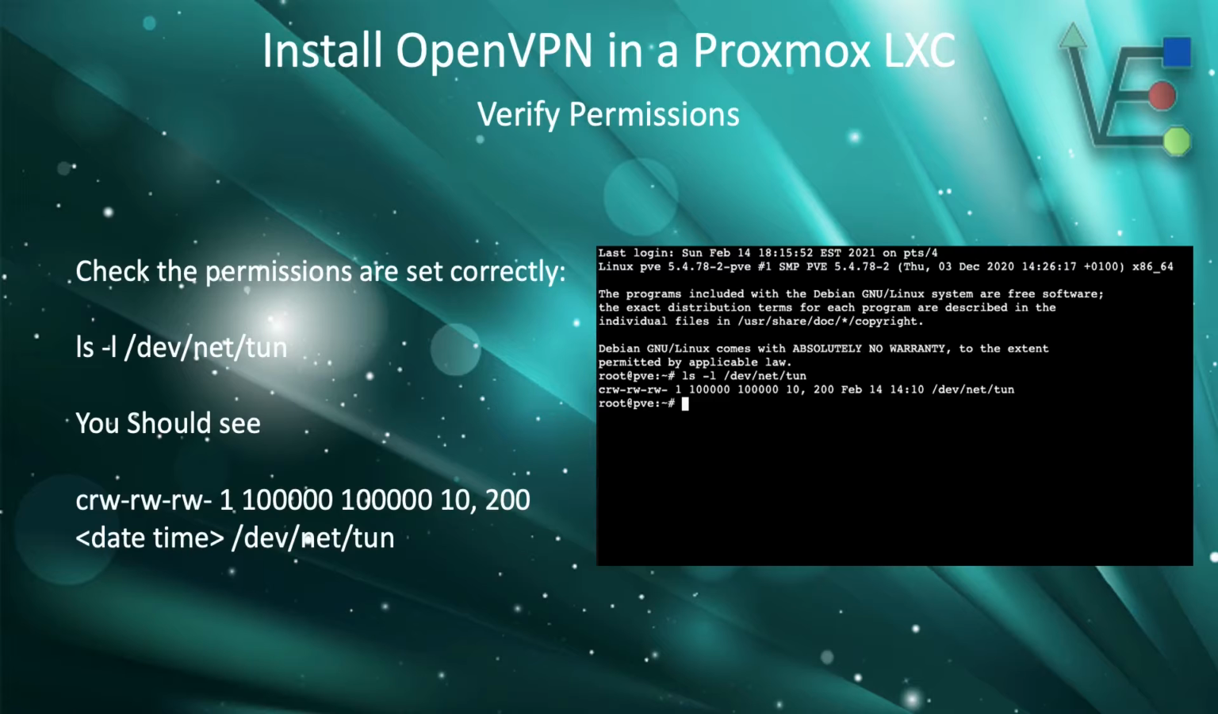The next step is going to verify that we correctly set the permissions. We're going to use ls -l /dev/net/tun. On the right-hand side, you see the output that should be displayed if you have correctly set this. Notice the date and time that appears in this line. That date and time will be updated on your system and different. The rest of the command should look identical if it was done correctly.